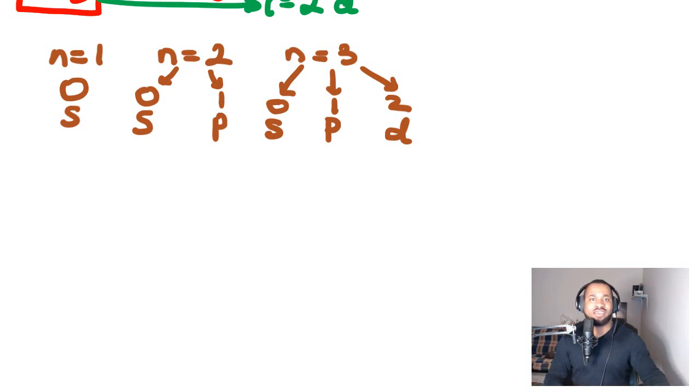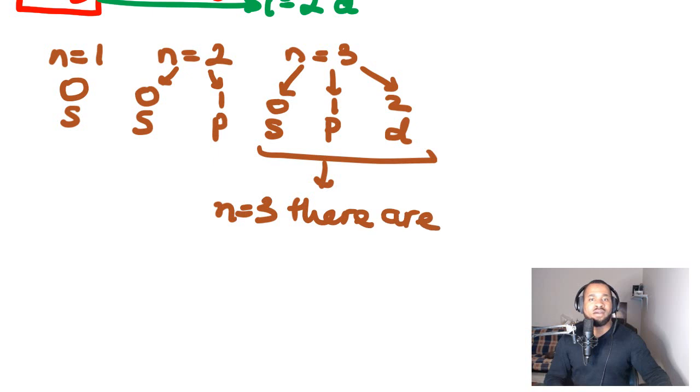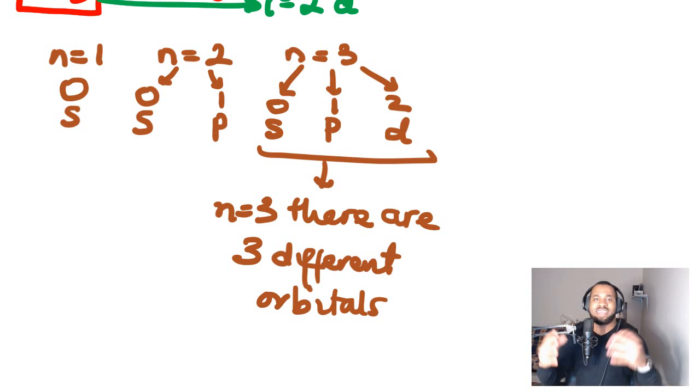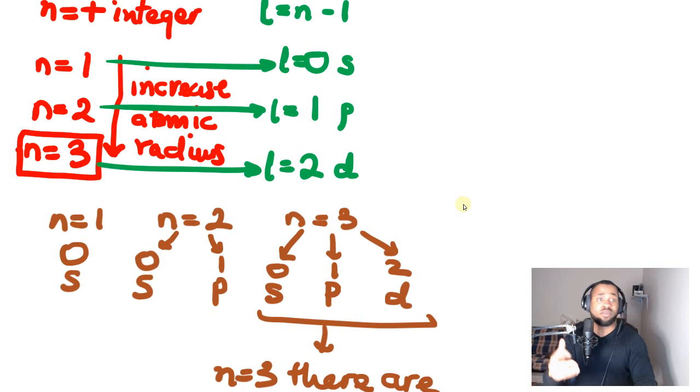So in conclusion, what is the answer here? Our answer is that for n equals 3, there are 3 different orbitals present in that energy level. And that is how it's done for other types of orbitals. When n equals 4, what will be L? L will be equal to 3. In this case, 3 represents our f orbital. And that means that n equals 4 has 4 different types of orbitals.